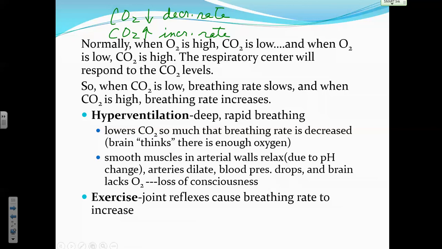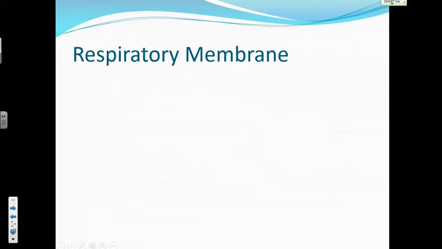Exercise. We've talked about how exercise affects your CO2 levels, which causes your breathing rate to increase. But you also have some of these joint reflexes, which are mechanoreceptors in your joints. You remember your Golgi tendon organs and your muscle spindles, those things, the spindles especially. They're going to affect it.